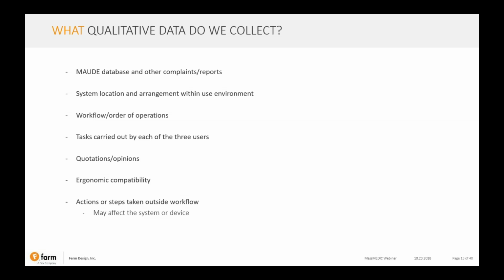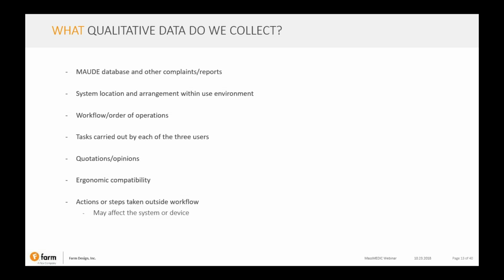System location and arrangements. Let's say we go into the OR and we're standing there, you might sketch down the environment, make sure that you understand some of the commonalities in the space that might limit or facilitate your system's functioning. Workflow and order of operations, tasks carried out by each of the 3 users. So who's doing what? Are they sterile? Are they non-sterile? And what does this mean for some of the design features that you're going to implement?